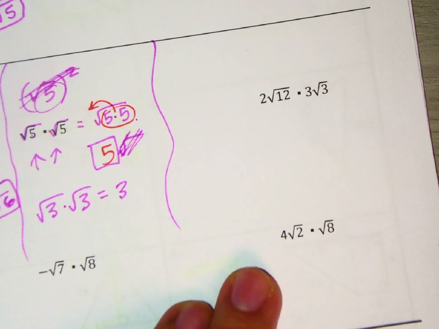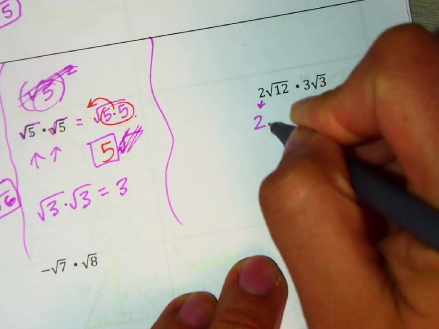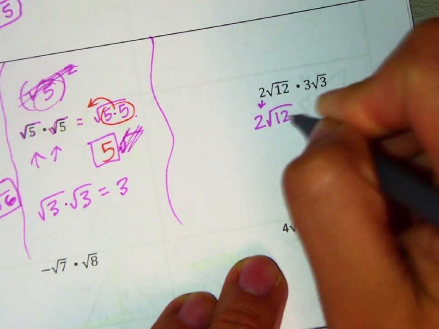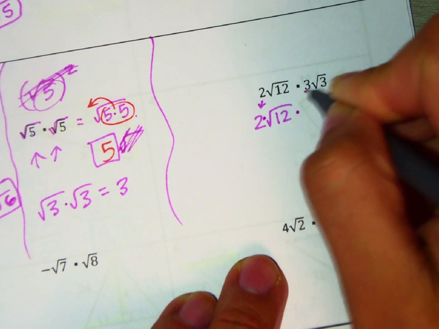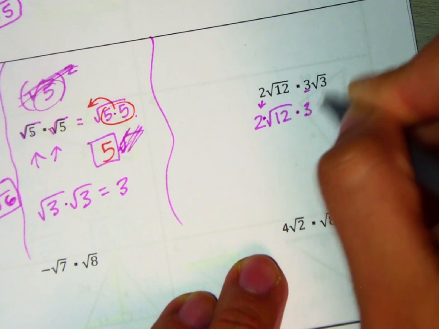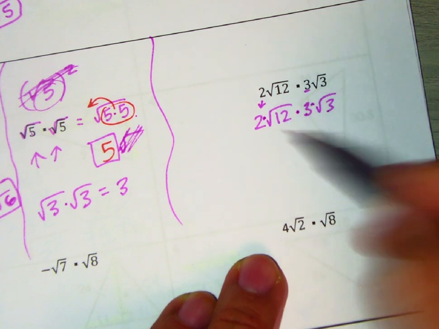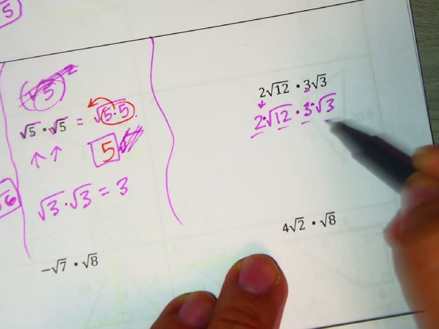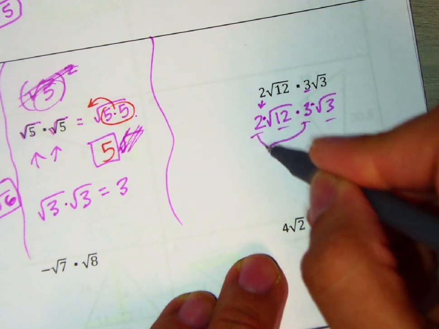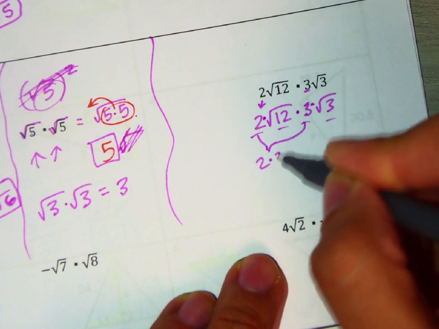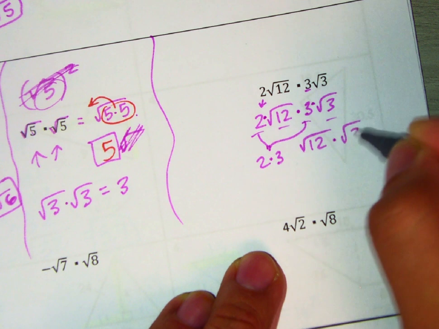Okay, the third example I'm going to go over is this one. So you have a coefficient of 2 and then a square root of 12, and these are multiplying each other. And then you're multiplying the coefficient of 3 and square root of 3, so they're multiplying each other as well. All of these four pieces are multiplying, so you can multiply in any order you like. Coefficients seem to be the easiest, so you will see it as 2 times 3, and then square root of 12 times square root of 3.